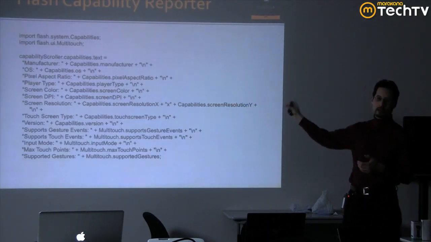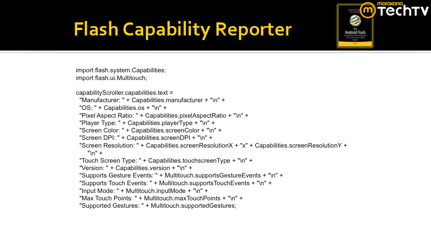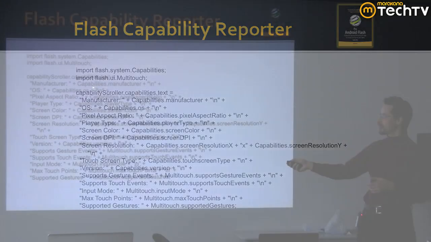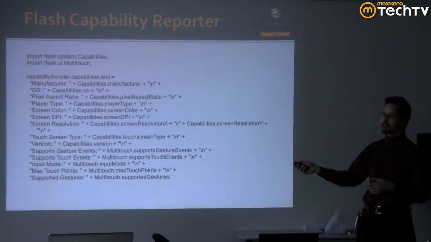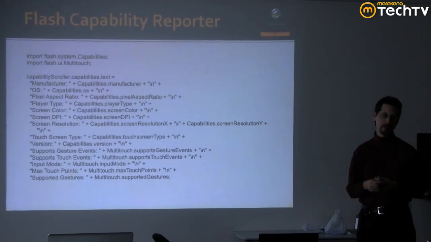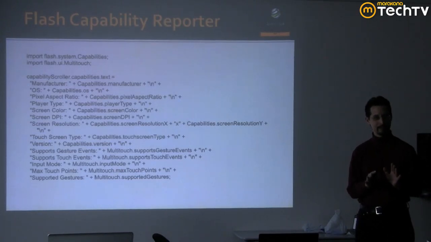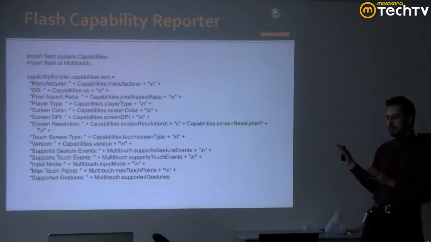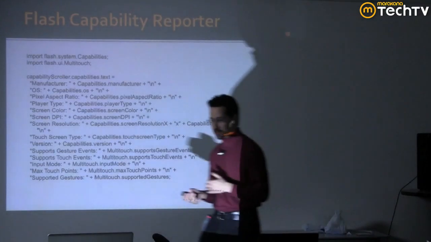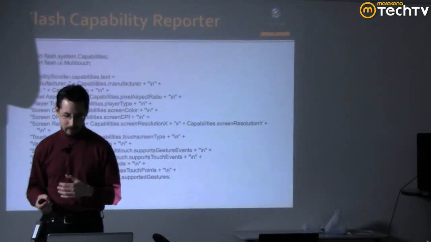This is all the code which we're going to use. I think I have a few extra properties mixed in here, but basically, this is a big string statement. It's a big concatenated string. And we're just checking static properties. So capabilities.manufacturer, who made the phone. Capabilities.os, what operating system the phone's running on. So this is really not complicated coding, but you can do quite a bit using the design tool with Flash and then mixing in a little bit of ActionScript.